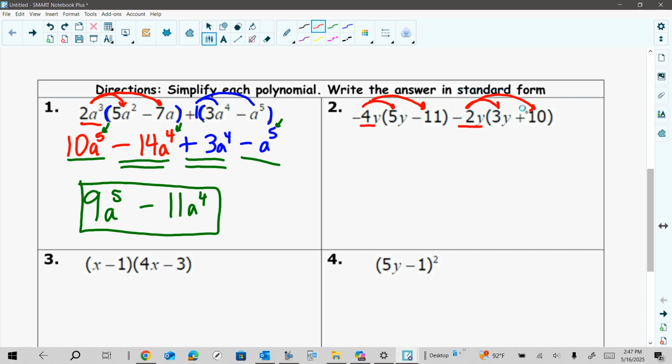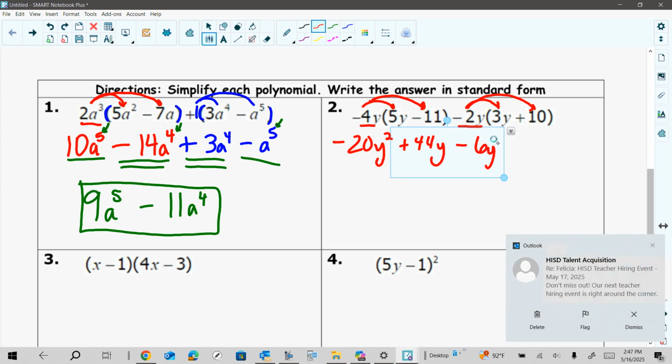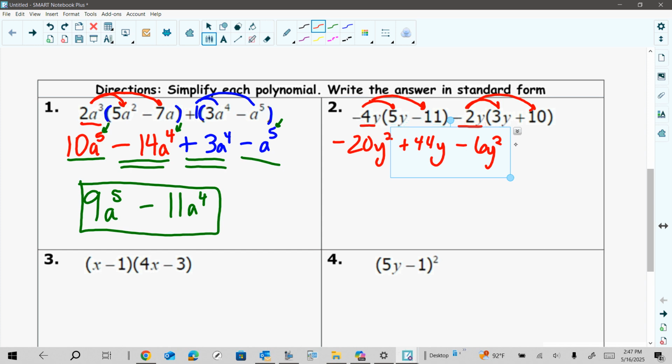So hopefully we're putting a negative 20y squared. Negative times a negative is now going to be plus 44y, minus 6y squared, and then minus 20y. So there, you need to complete this by combining your like terms. See if you can finish this problem. You can check it online.